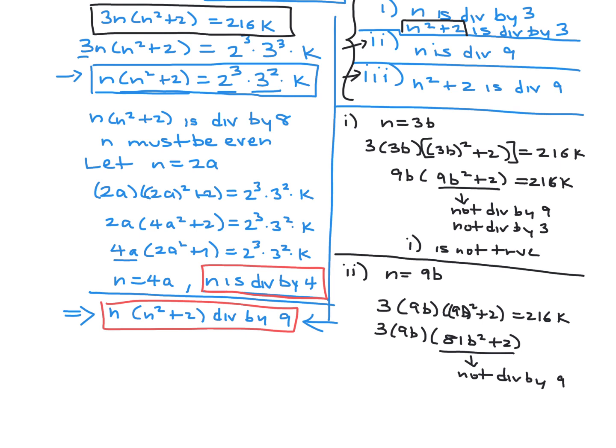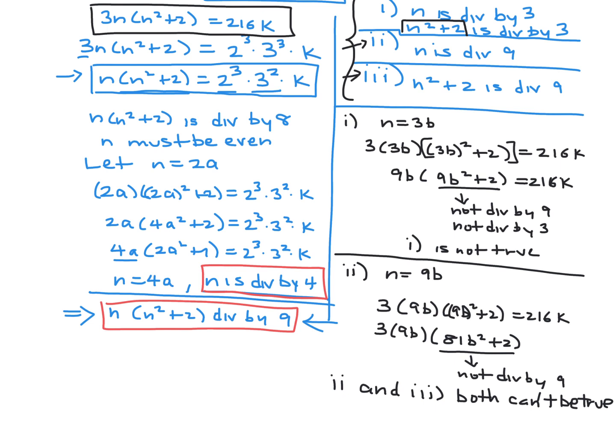So if one is true, the other one cannot be. So therefore, 2 and 3 both can't be true. We can have one or the other. Because if n is divisible by 9, n squared plus 2 will not be. And if n squared plus 2 is divisible by 9, n will not be. It's sort of vice versa, like one or the other type of scenario.